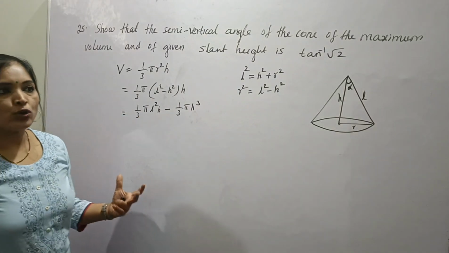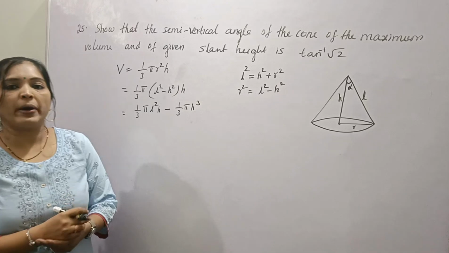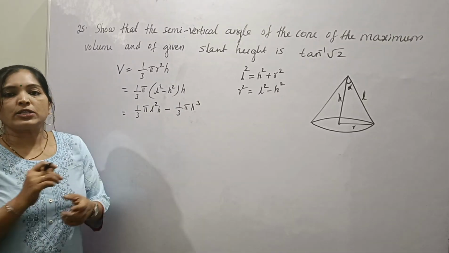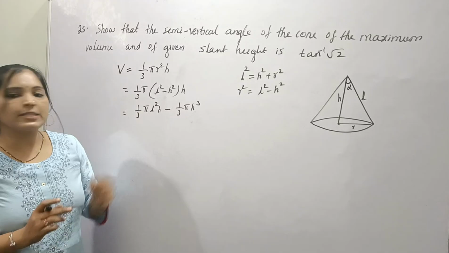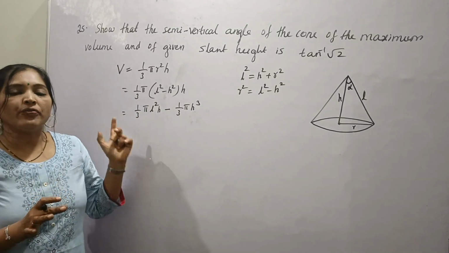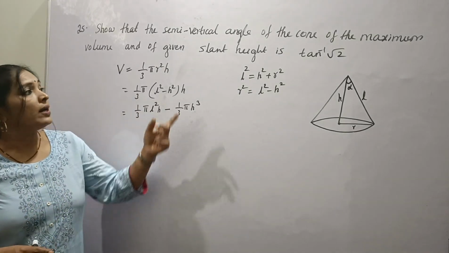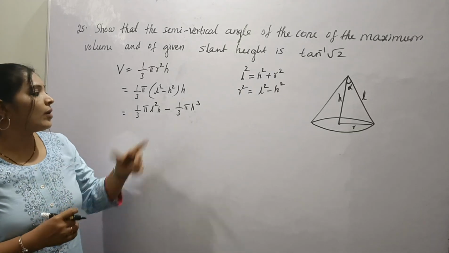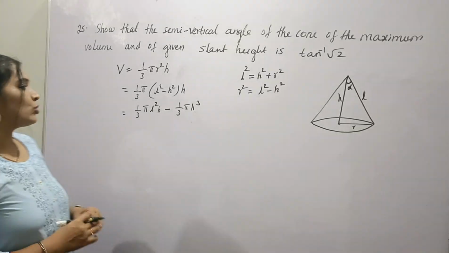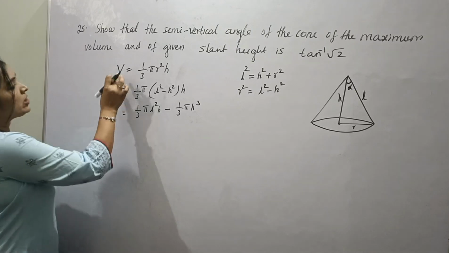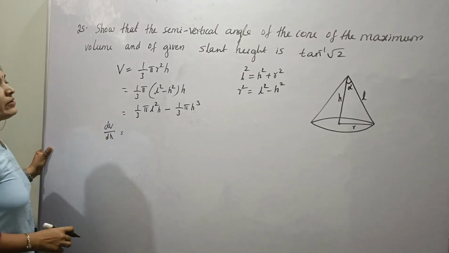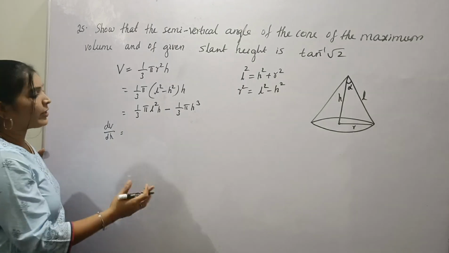Then here we have to find d square V by d h square, with respect to h. Here L is constant. So d square V by dh square is less than 0 for maximum, at which value of h? That we have to find. So as usual we will find dv by dh. Okay, what is dv by dh? Differentiate it with respect to h.